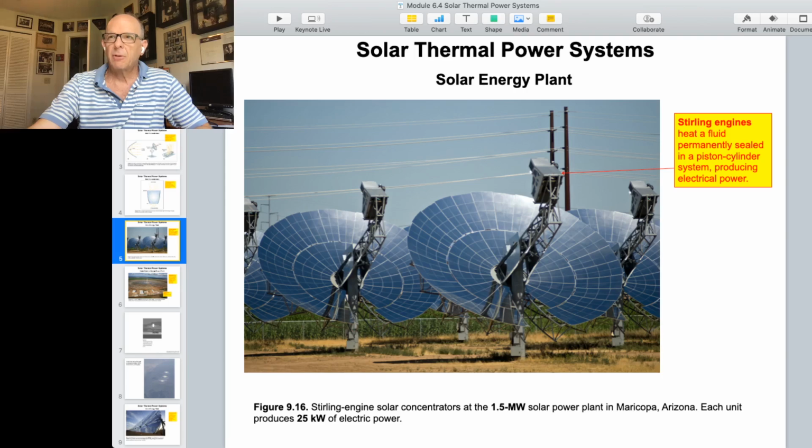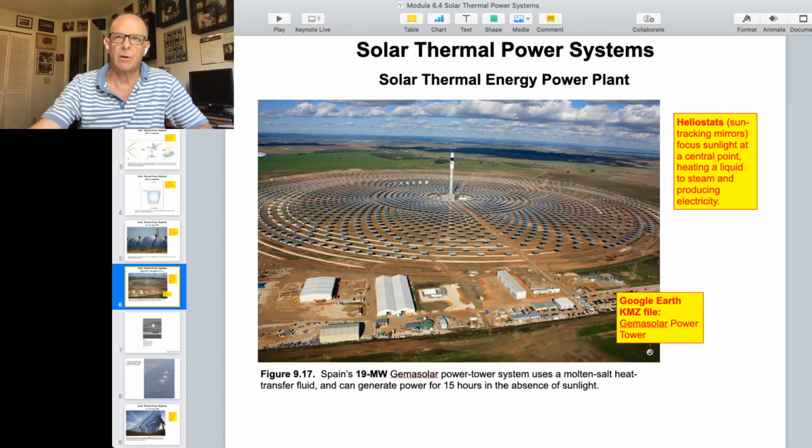So here are some examples of these things. Here are some small collector dishes, and all of these points on each of these dishes are reflecting sunlight up to the devices at the focus of the dish, where there is a fluid that is heated up, and as it gets very hot, it evaporates and drives a piston inside a cylinder, which is used to generate electricity.